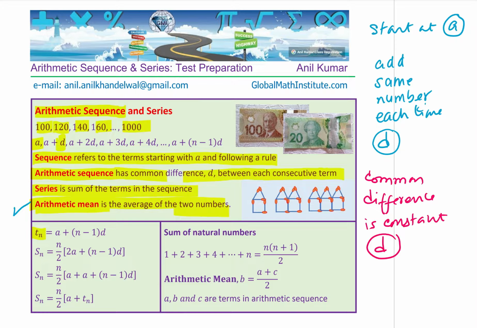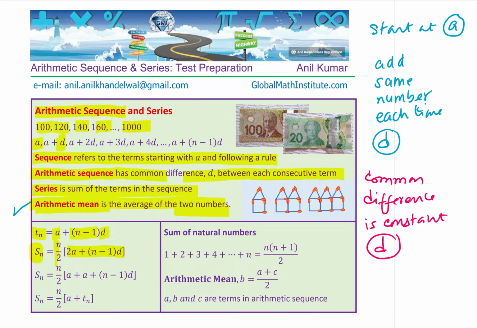Tn gives you the value for the nth term. It is equal to the initial value, the first term, plus n minus 1 times d. The sum of the first n terms in an arithmetic sequence is n over 2 times 2a plus n minus 1 into d. Now this formula can be reorganized so that we can relate the sum with the first and the last term.